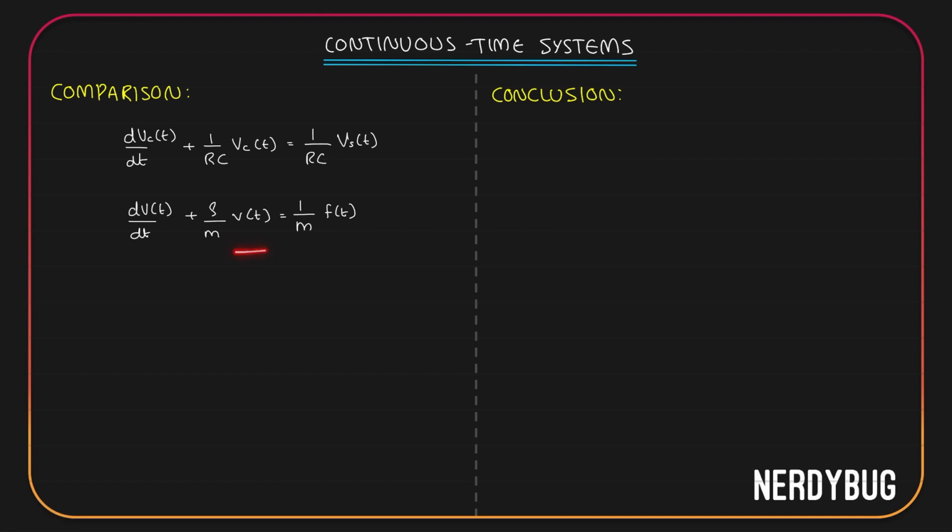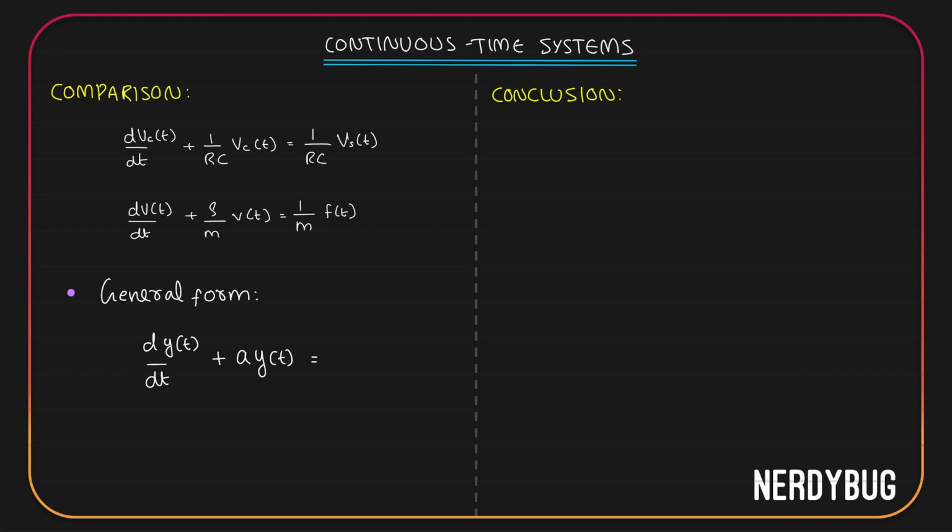They both have the same form. So let's write a general form of these equations. The first term is d by dt of the output. I'll call the output y of t. So dy of t by dt plus, then I have a constant here. I'll call it a, which is multiplied with the output, so multiplied with y of t.